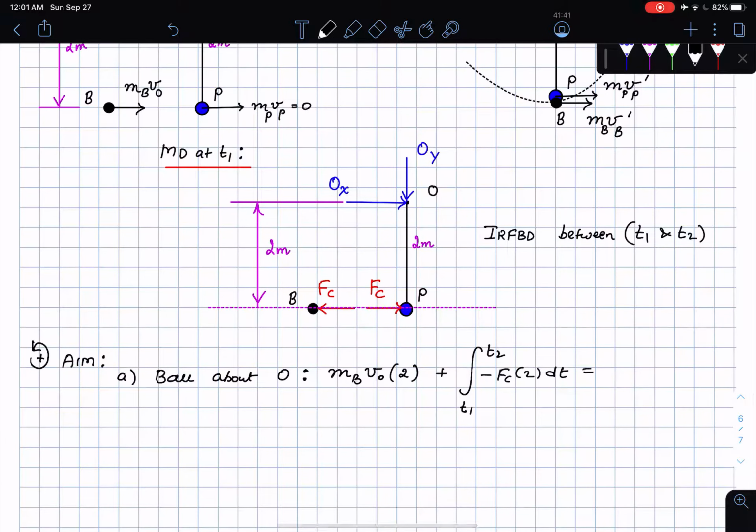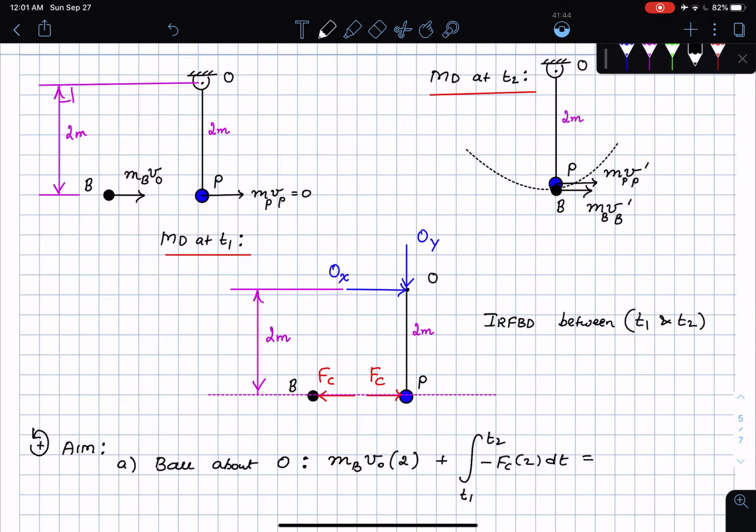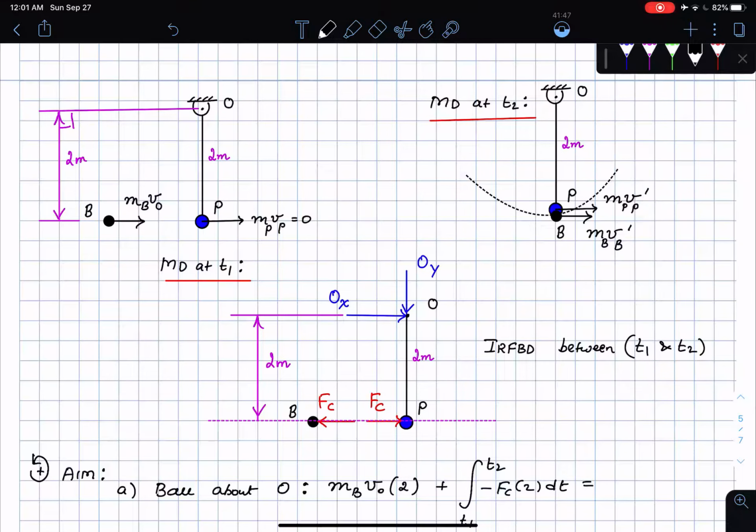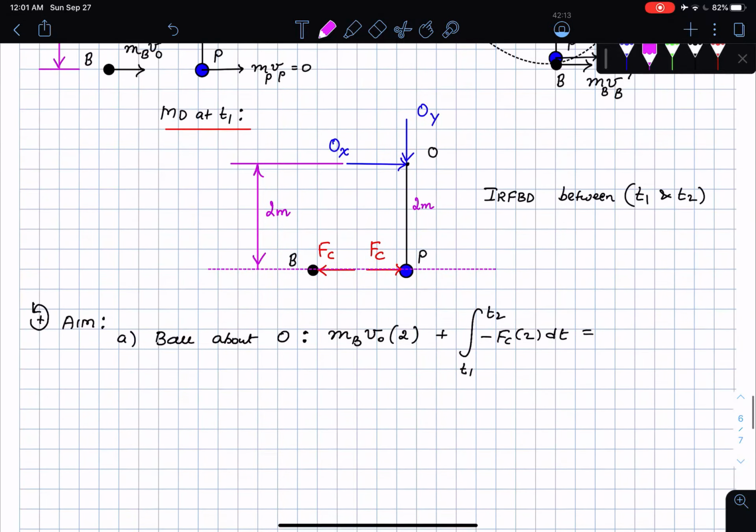This is equal to, I go to my momentum diagram at time t2. What is the perpendicular moment arm from the linear momentum of the ball all the way to where the pivot is sitting? This has to be a straight line, and that's going to be a distance of 2 meters once again. It's probably the same story for m_p v_p prime as well. So this is 2 meters, and it's a counterclockwise rotation as well. So this is going to be m_b v_b prime times 2.